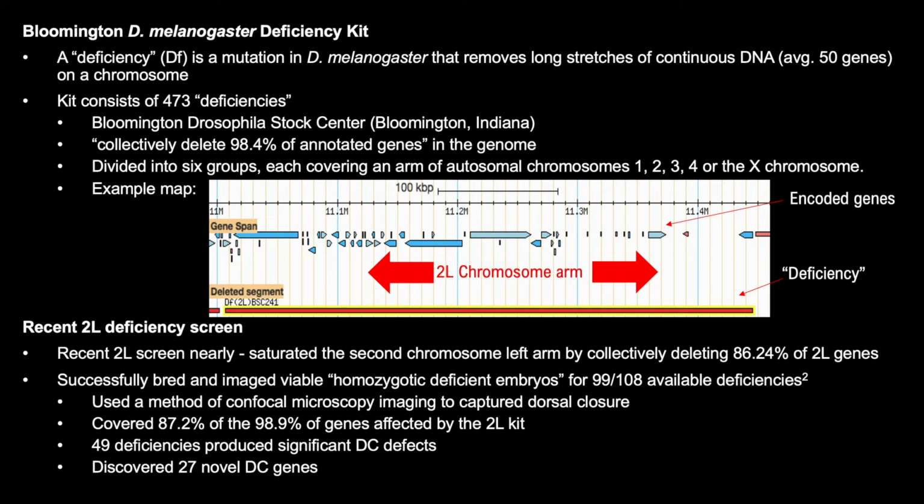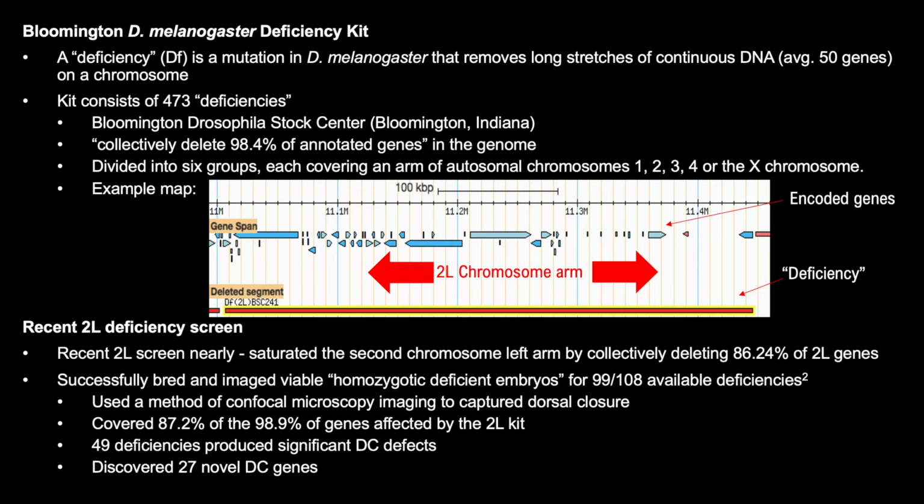A recent screen of the left arm of the second chromosome successfully bred viable homozygotic deficient embryos for 99 out of 108 available deficiencies. A homozygous deficient embryo implies the embryo is lacking the deficient region on both copies of the given chromosome. Studying these embryos is valuable because they illustrate what happens when an embryo has no working copies of a given gene. By crossing and imaging 99 out of 108 available deficiencies, this screen examined 87.2% of the 98.9% of genes affected by the 2L kit.